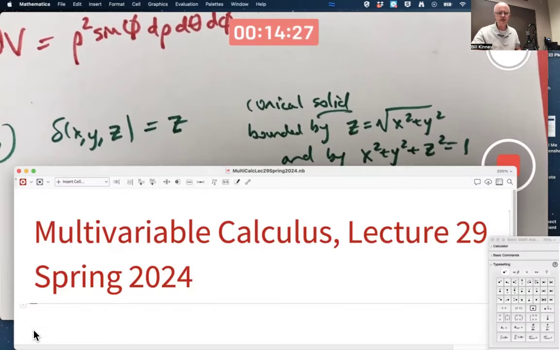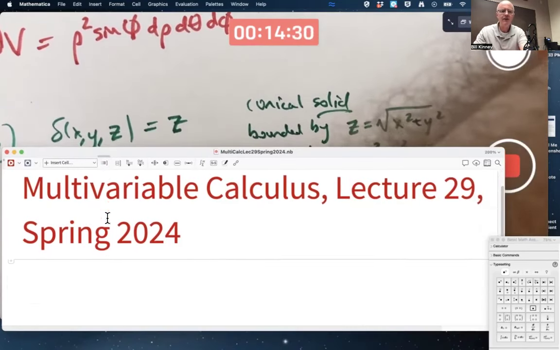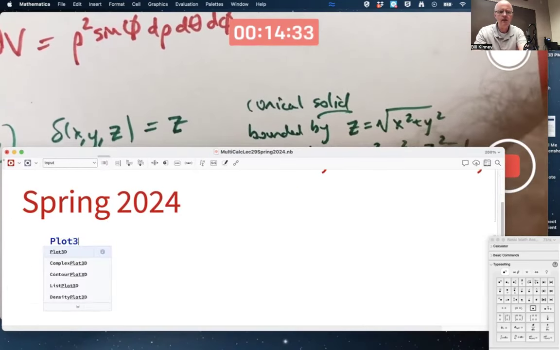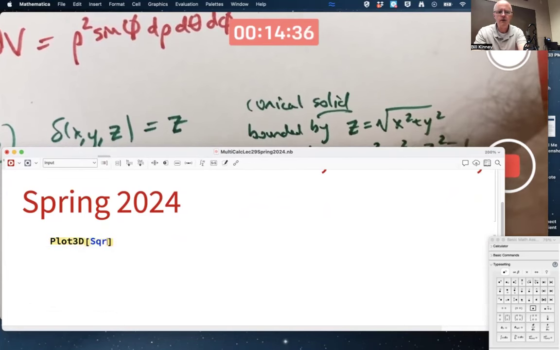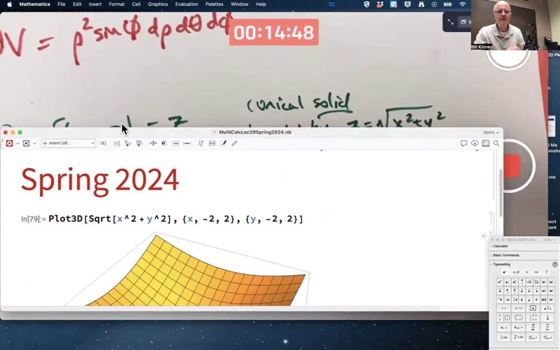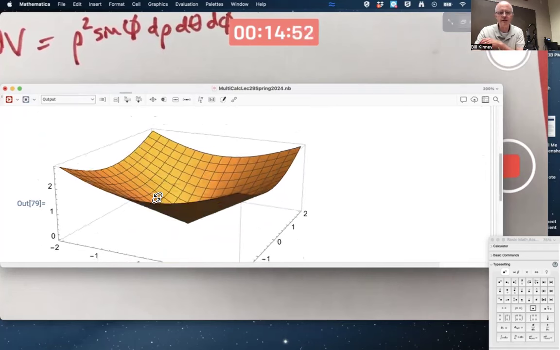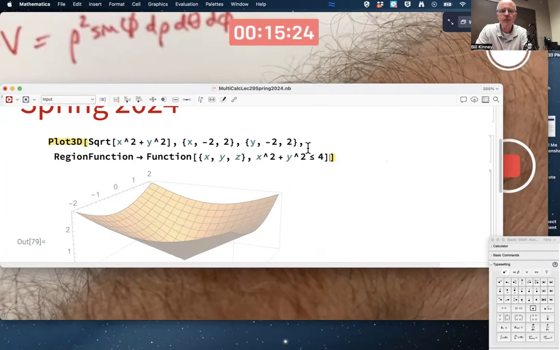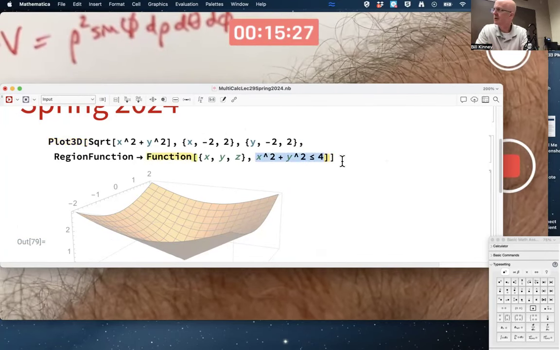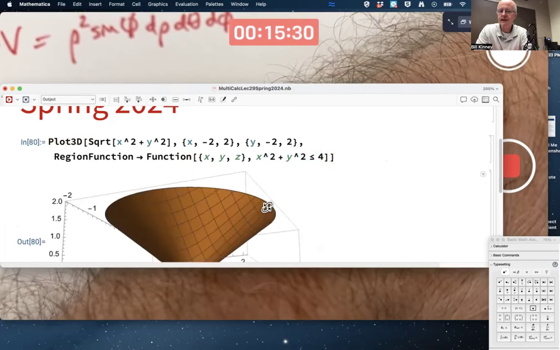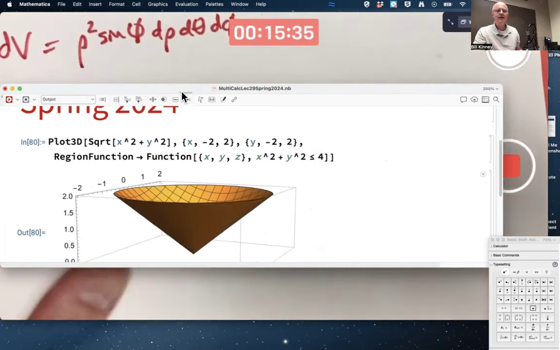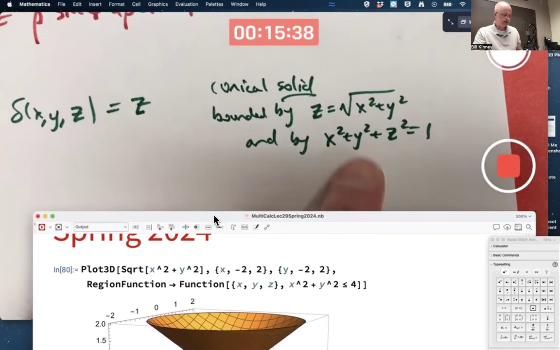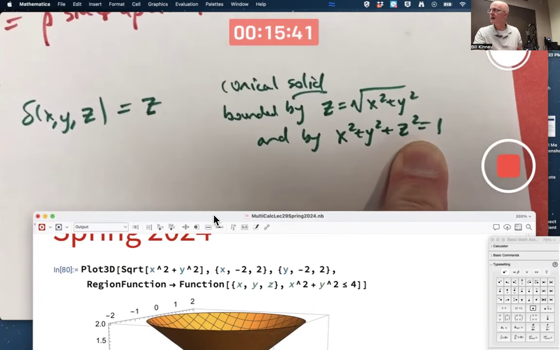Let's go ahead and use Mathematica to help us believe it. I do a Plot3D of the square root of x squared plus y squared. Initially, it doesn't look like a cone, but if you turn it, you see it looks like a cone. In fact, if you do a region plot, this is the disk of radius 2 centered at the origin. Then it looks more explicitly like a cone. The other region is the surface with this equation, which is a sphere of radius 1 centered at the origin.